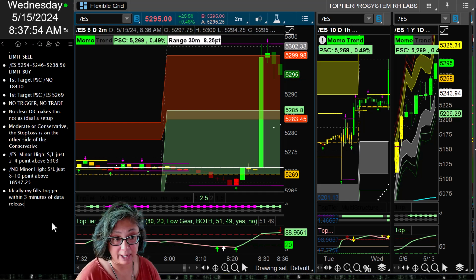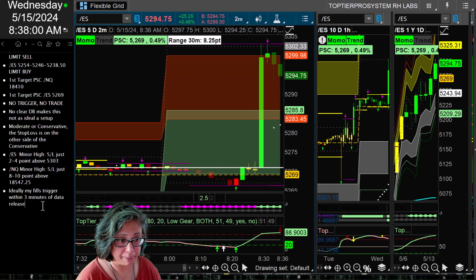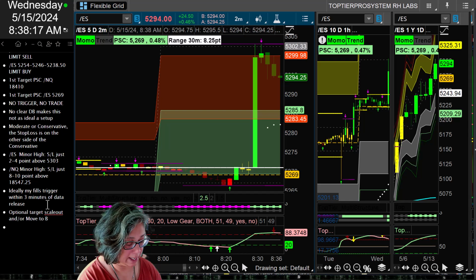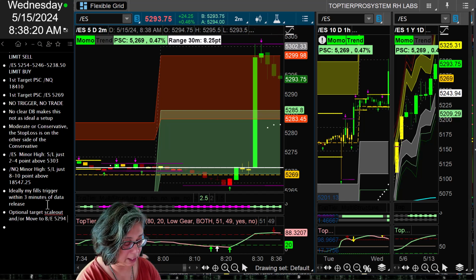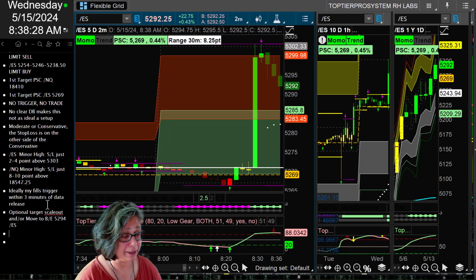Not liking the way it should have snapped back, I'm going to place an optional target, which gives me two choices. These optionals that we use let me either scale out and or move to break even. 52.94 is where I would like to do that right now on the ES. So I can scale out of a third or half of my contracts. I don't like the way it's not reacting immediately. I'll keep at least 2/3 or a half of my position still open.